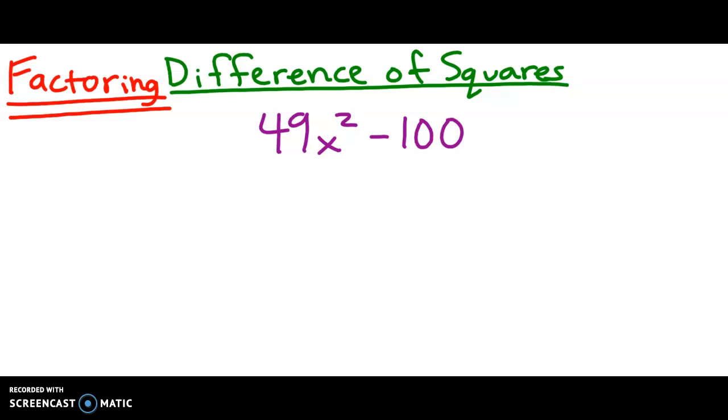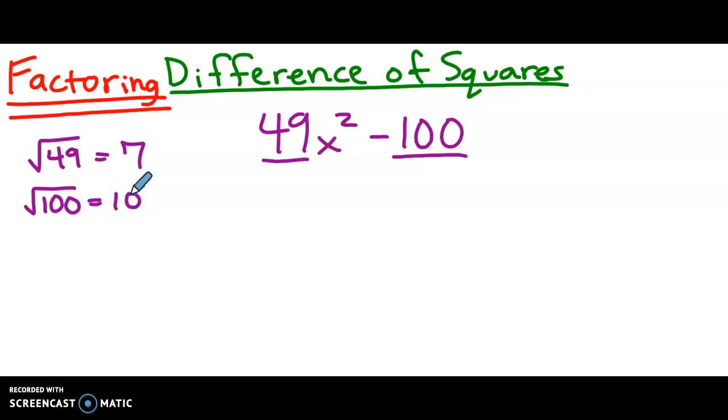Now, how do I know when I can use this shortcut? You're looking to see that both numbers, in this case the 49 and the 100, are both perfect squares. By perfect squares, I mean I can take the square root of 49 and get a whole number, 7. I can take the square root of 100, and I can get 10. They are both perfect squares. And remember, the word difference means subtraction, and you can see that there's a minus sign in the middle.